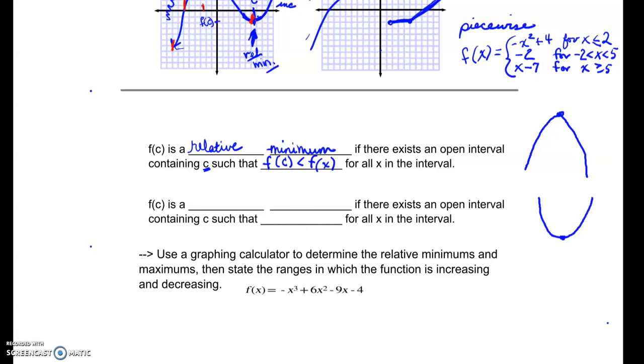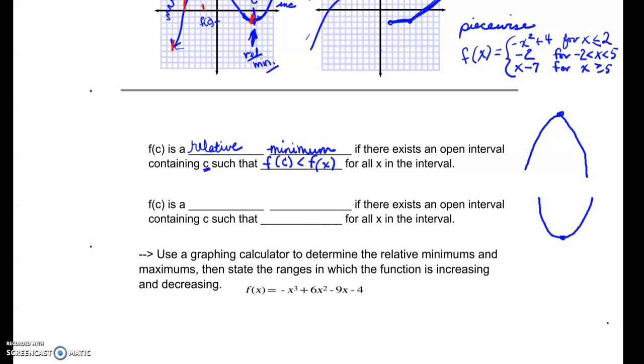Okay, so relative minimum. Graphically, it means it's that lowest point in an interval, and algebraically, you would say that if you take the y value, or the f of C of that point, it's going to be smaller than the y values of all of those points on either side of it within that interval.